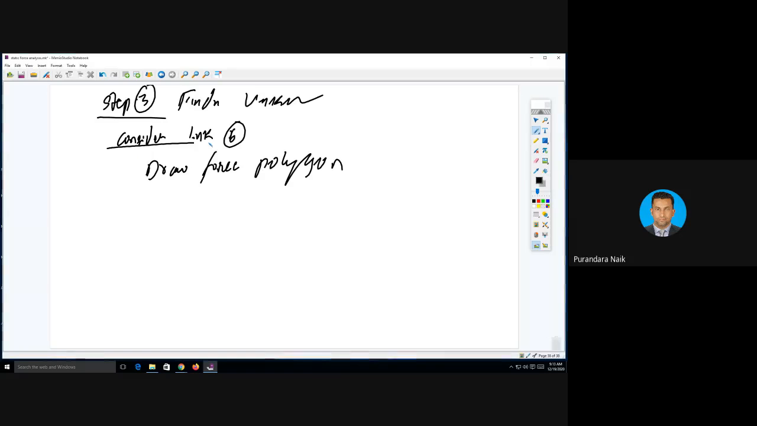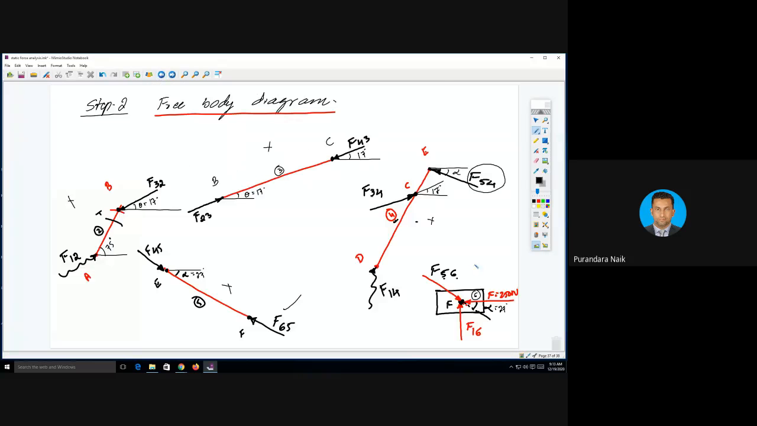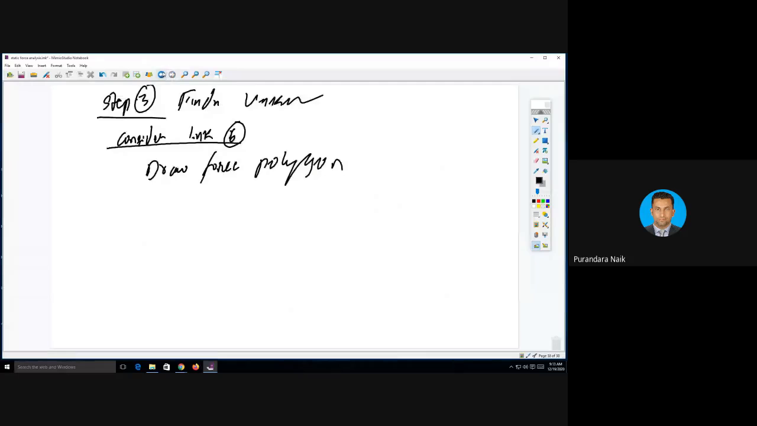Consider link number 6 and draw the force polygon. No need to find the point of concurrency, as it is already there. F is the point of concurrency. A body with a three-force system is in static equilibrium if all the forces act at a point of concurrency. The second condition is that the summation of all the forces must be equal to 0, or the force polygon must be closed.